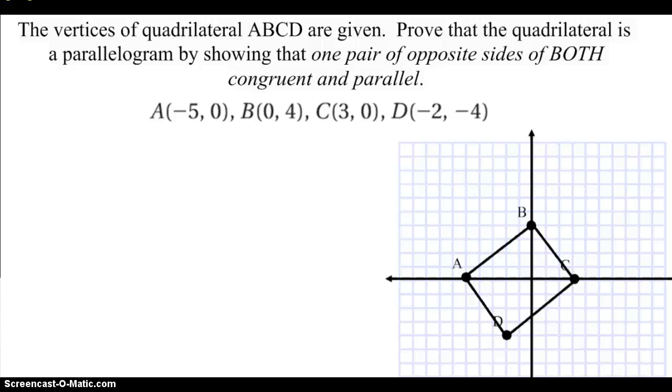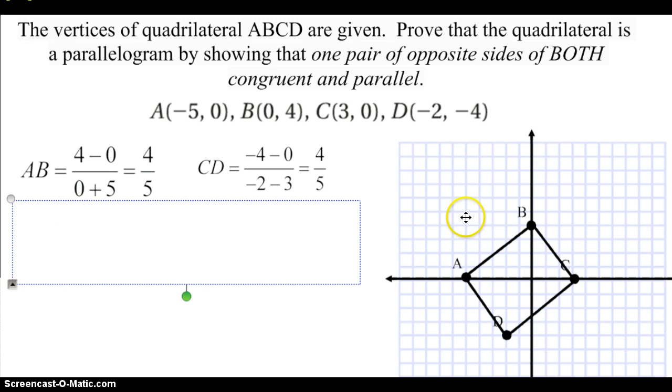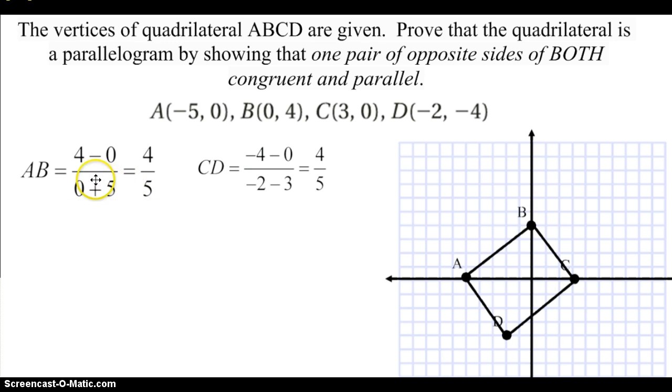But whatever 2 sides you choose, you have to do the slope for those same 2 sides. So I chose, for example, AB and CD. So when I do AB, I found my slope by taking, for AB, 4 minus 0 and 0 plus 5. I got 4/5. For CD, I took -4 minus 0 and -2 minus 3, and I got 4/5. So that proves they're parallel.